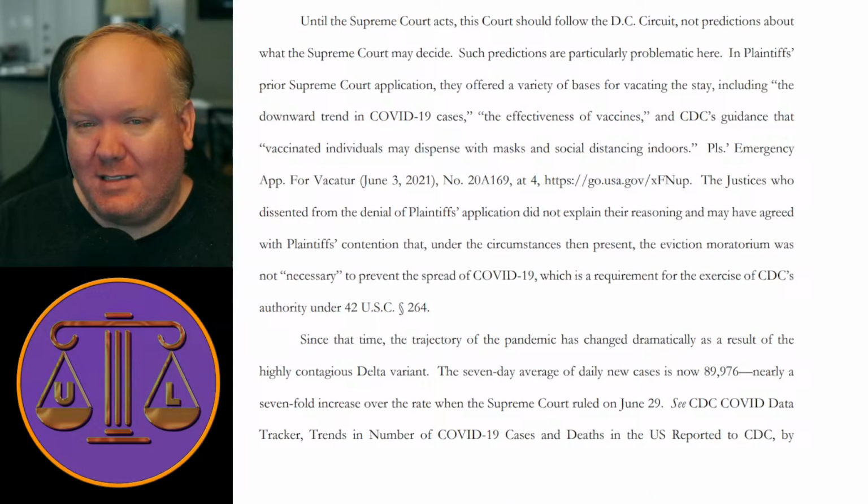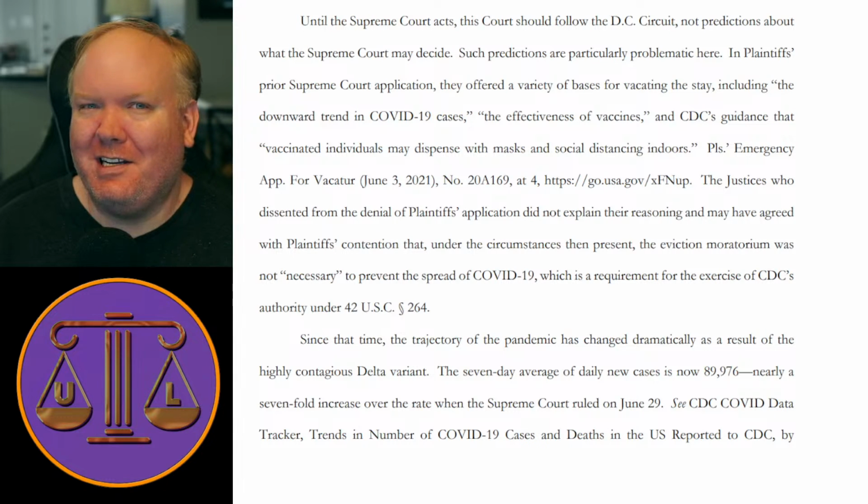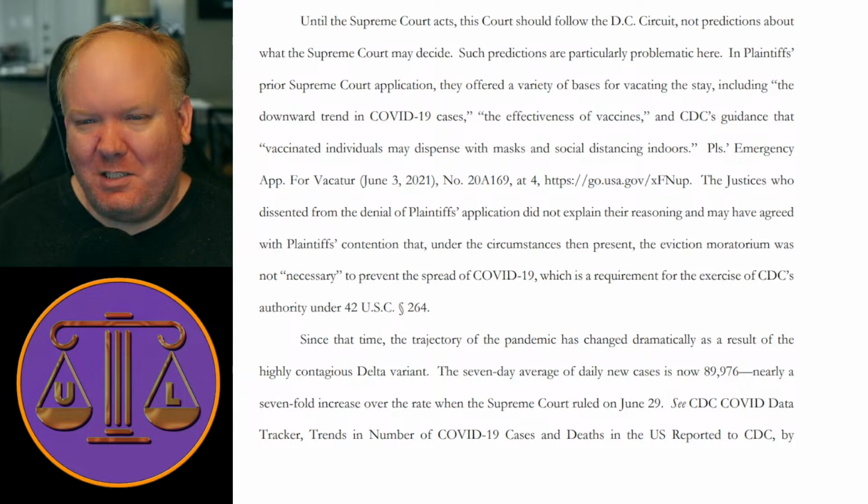Until the Supreme Court acts, the court should follow DC Circuit precedent, not predictions about what the Supreme Court may decide. Really, though? Such predictions are particularly problematic here. In the plaintiffs' prior Supreme Court application, they offered a variety of bases for vacating the stay, including the downward trends.